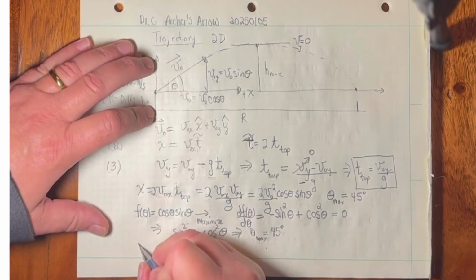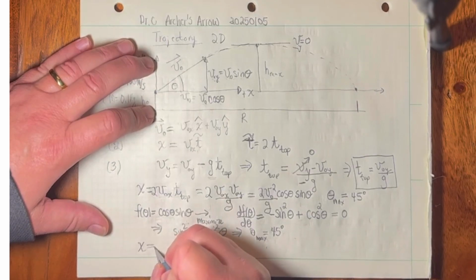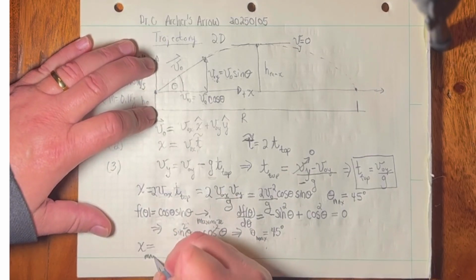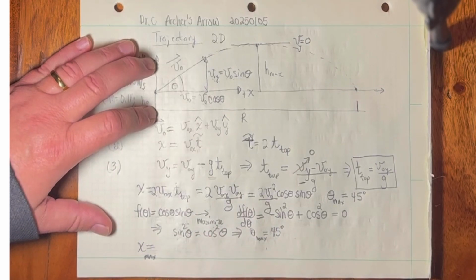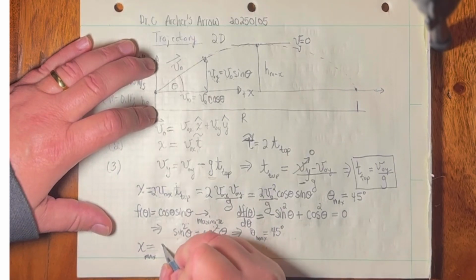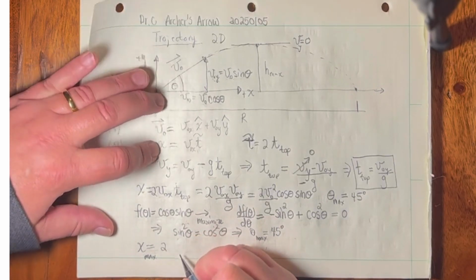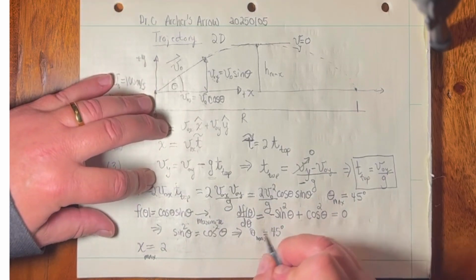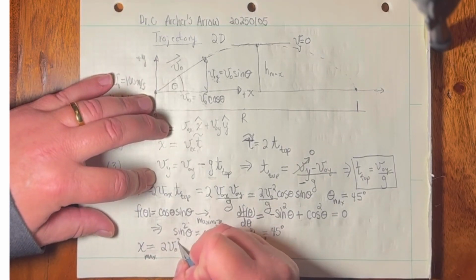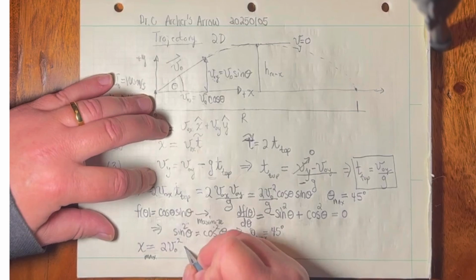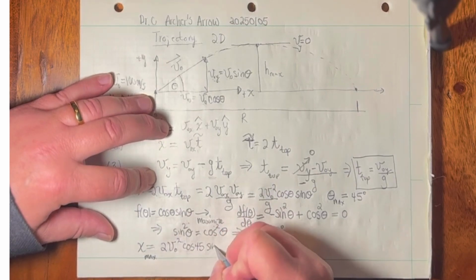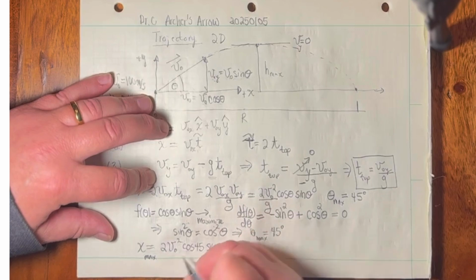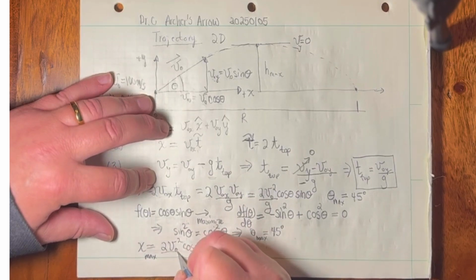So what is the maximum value? X max, which is going to be 2 times V naught squared times the cosine of 45 degrees times the sine of 45 degrees divided by g.